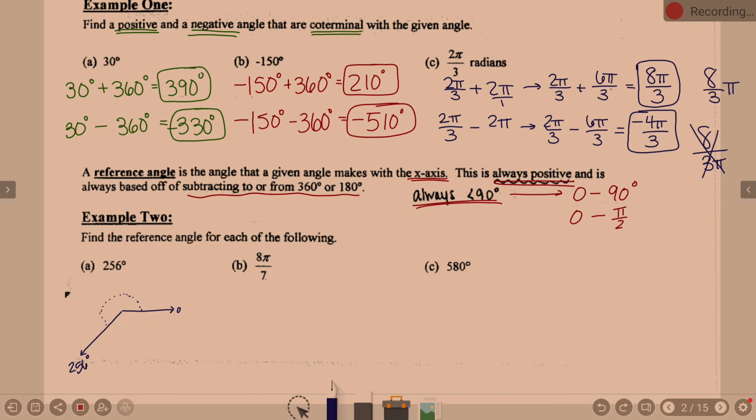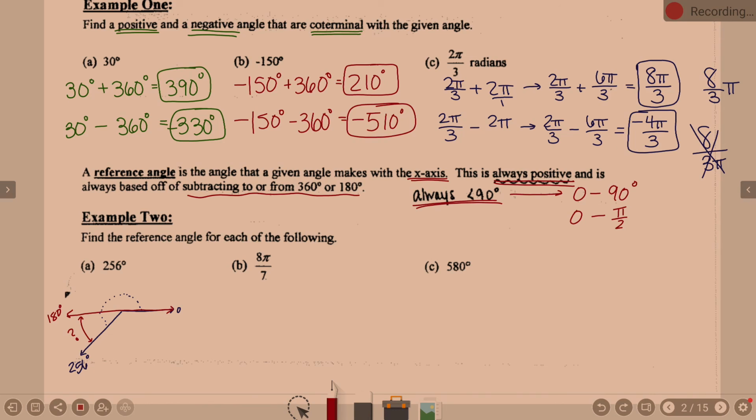Now, I want to know this angle here. What angle does it make with the x-axis? The x-axis being the horizontal axis, yes? So here's my x-axis. Where is that angle closest to the x-axis? At 0, at 360, at 180? It's closest at 180. So when we talk about the reference angle, I want to know the distance between that 256 and that 180.